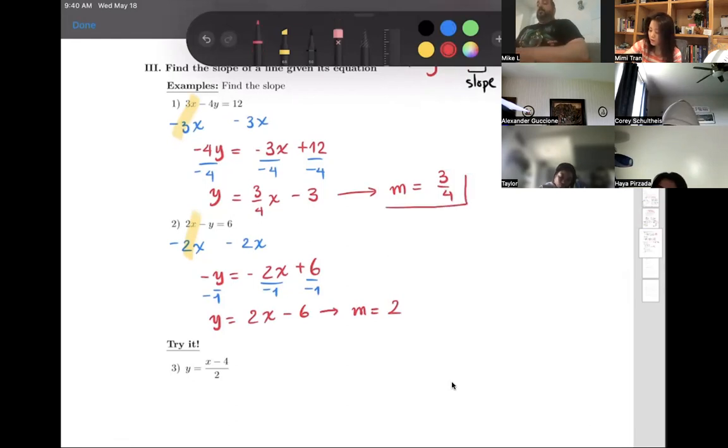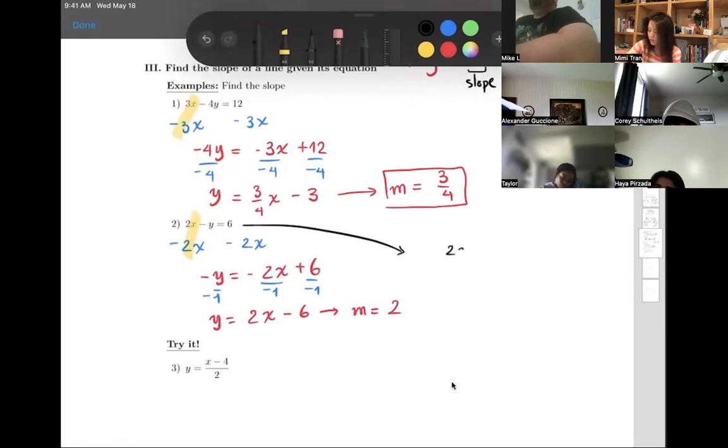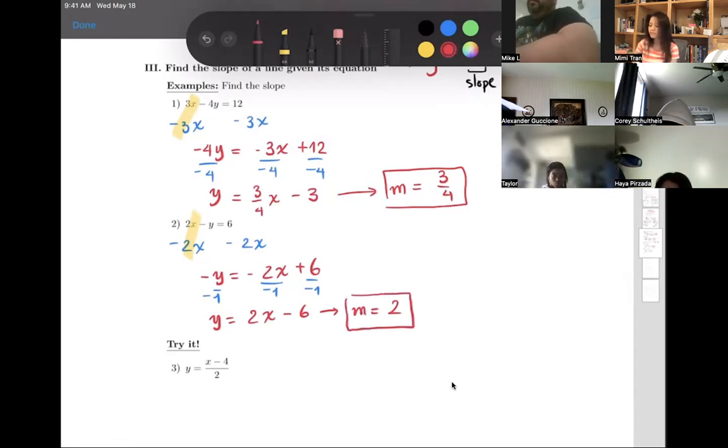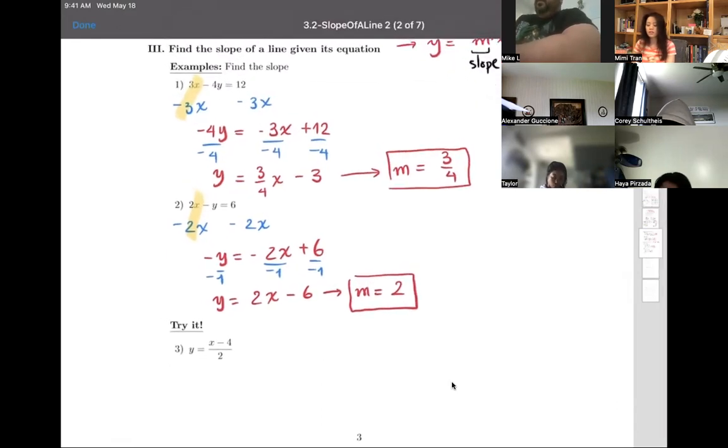By the way, for this problem, the other way you can do this is just move the y to the right. It's easier actually. You don't have to write this down. Just basically move the y to the right. So 2x, and then move 6. No, it's fine. We can do it my way. Essentially, it's the same length of work. Why don't you guys try number 3 and tell me what is the slope in the chat?